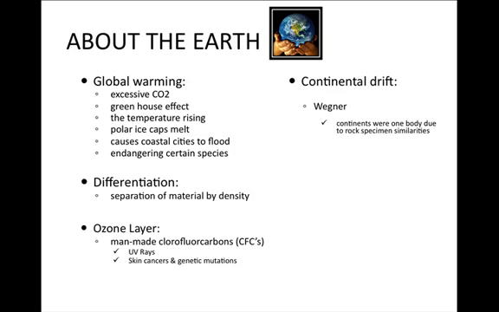Proof of continental drift was found by Wegener, who discovered it through rock specimen similarities. The Glomar Challenger mapped the ridges of Earth and also found samples of the core that showed seafloor spreading.